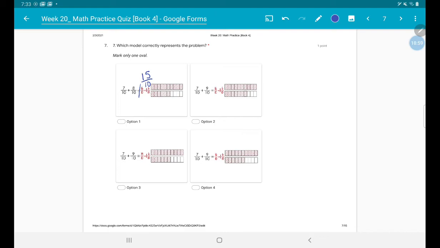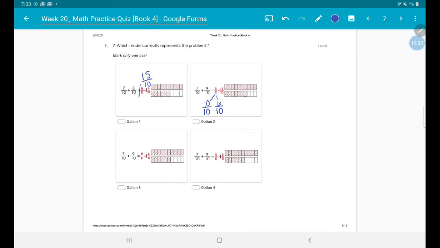If I look at option 2, 7/10 plus 9/10. 7 plus 9 equals 16. So 7/10 plus 9/10 does equal 16/10. I'm going to look to see if my mixed number is correct. To make one whole, it would take 10/10. If I have 16/10, I would have 6/10 left over. So 1 and 6/10 is the correct mixed number.